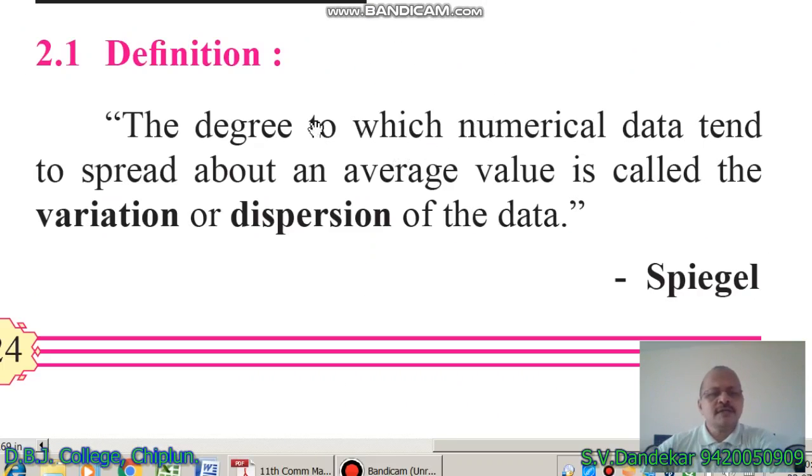The definition of dispersion is given by Spiegel. The degree to which numerical data tend to spread about an average value is called variation or dispersion of the data. I repeat, the degree to which numerical data tend to spread about an average value is called the variation or dispersion of the data.